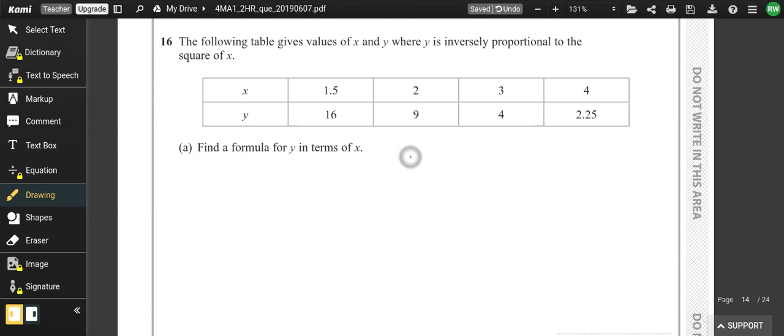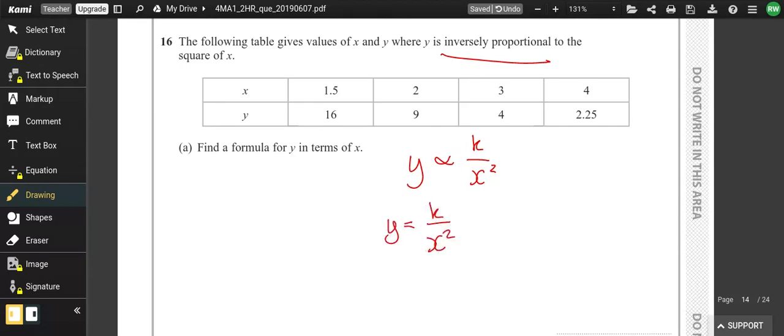Values of x and y, where y is inversely proportional. So k divided by the square of x. That's how you do inverse proportion. If it was proportional, it would be y is proportional to k times x squared, but in this case, y is proportional to k over x squared. So y equals k over x squared.